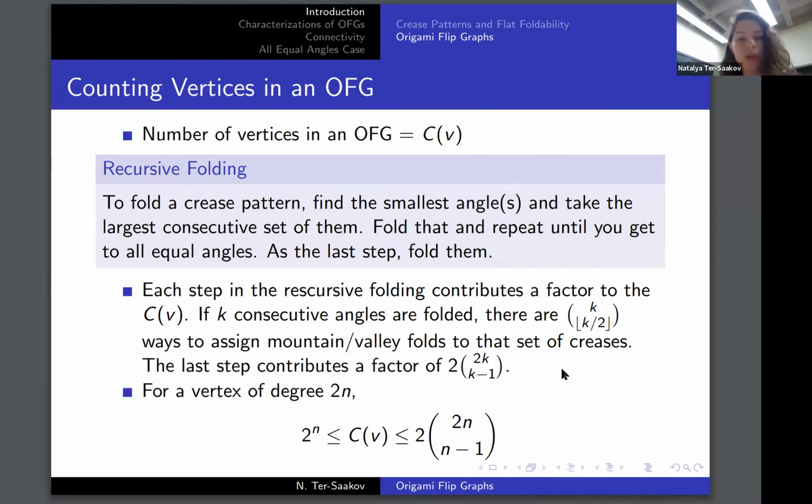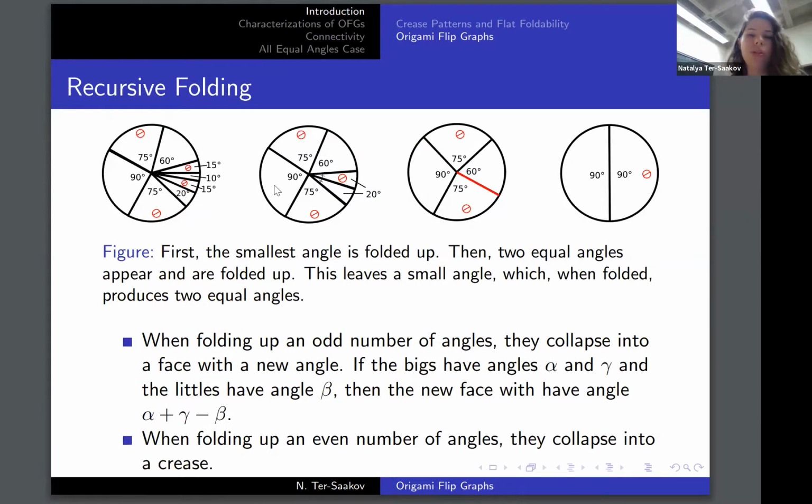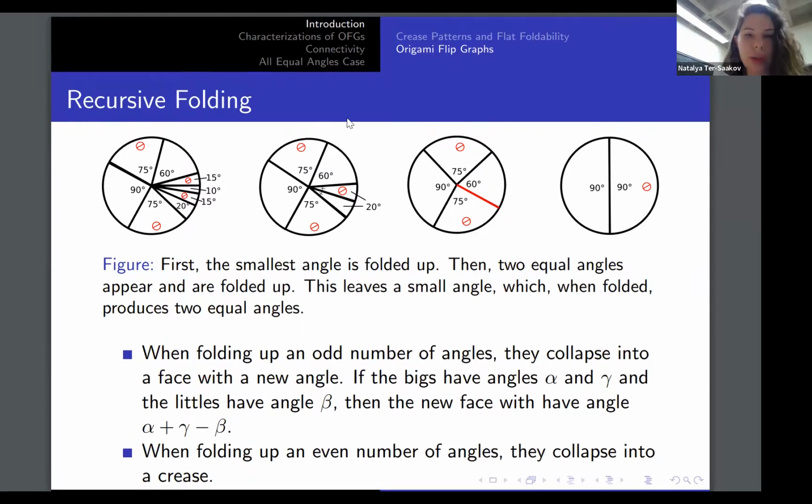So an illustration of this is here. We started with this crease pattern all the way on the left. It has a smallest 10-degree angle. So big little big tells us that that 10-degree angle must have one mountain and one valley bordering it. And we can have two ways of assigning those. Then we fold it up and we get this. Note that the way we folded it looks kind of like a zigzag. So our new angle is going to be 15 minus 10 plus 15, which is 20.